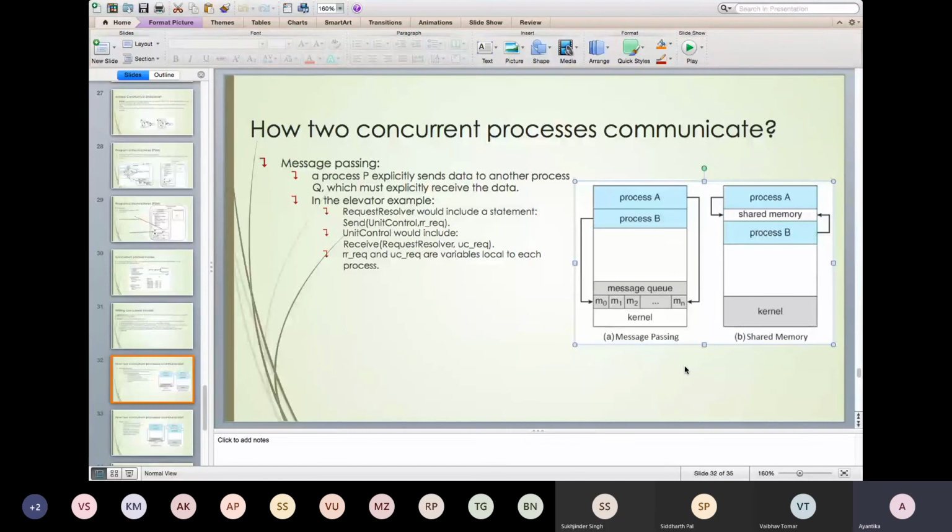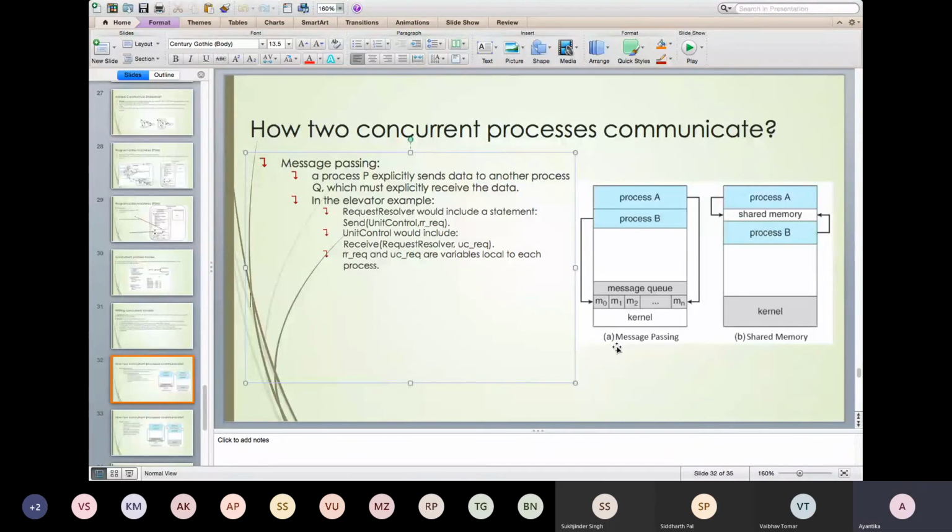In that case, process A may create a message. It may look like this: send, with some values and parameters associated as well, and it can be received by process B. Process A will add that message to this message queue. You can see it is inside the OS, and the operating system controls that message queue, which holds the message and the ID of the destination process. Based on the ID, the message will be delivered to process B, or from process B to A, and so on.